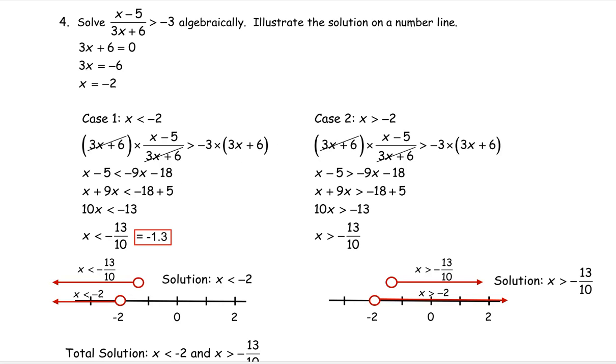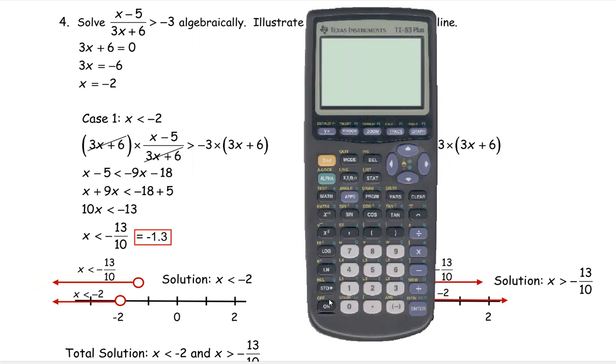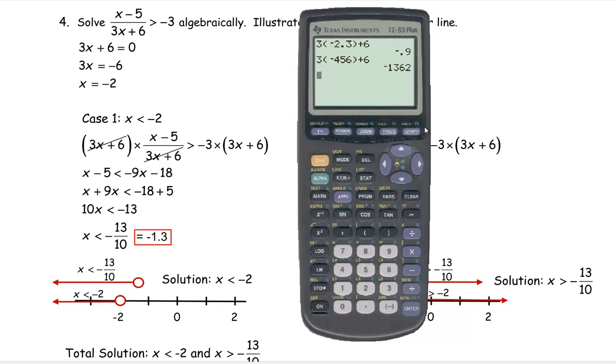Now, because this is the case where x is less than negative 2, think of a number less than negative 2, like let's say negative 2.3, plus 6. Okay, there's my 3x plus 6. If you put a number less than negative 2 in there, notice that it's negative. And if you put a bigger number, like maybe 456, okay, it's a very large negative. So any number below negative 2 is going to return a negative value.